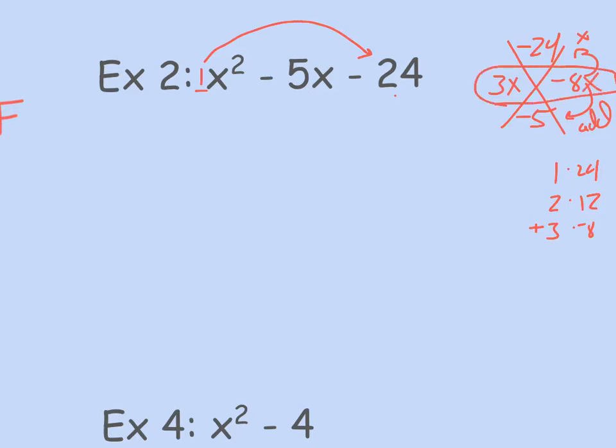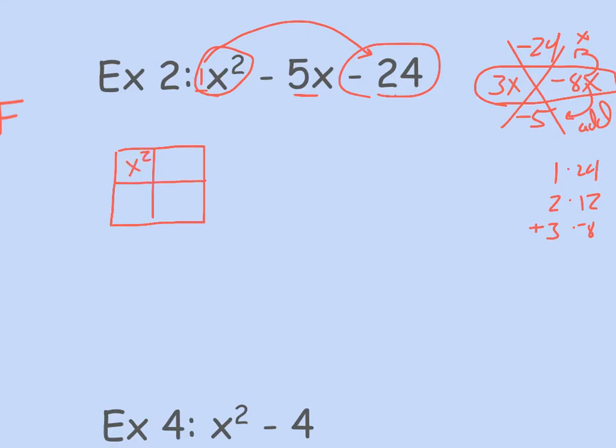So I'm going to use reverse box method with these two numbers for the negative 5x, and then we're going to start out with x squared and negative 24. So here's my little box method, reverse box method. X squared, negative 24, and then take your 3x, I'll put that up here, and take my negative 8x, I'll stick that right there. Okay.